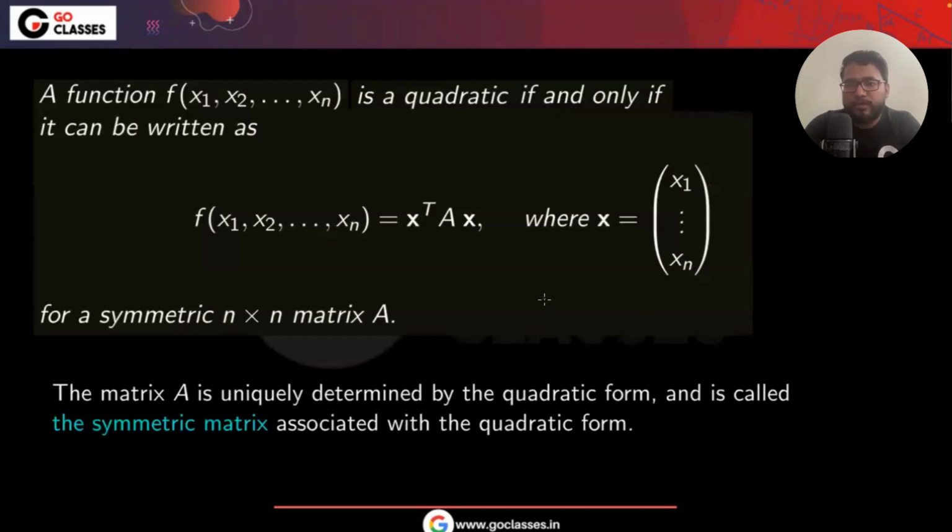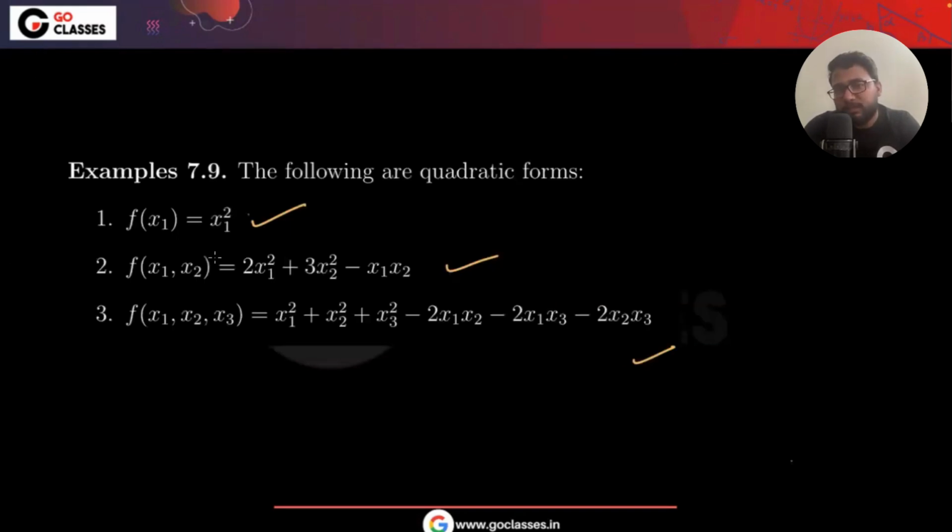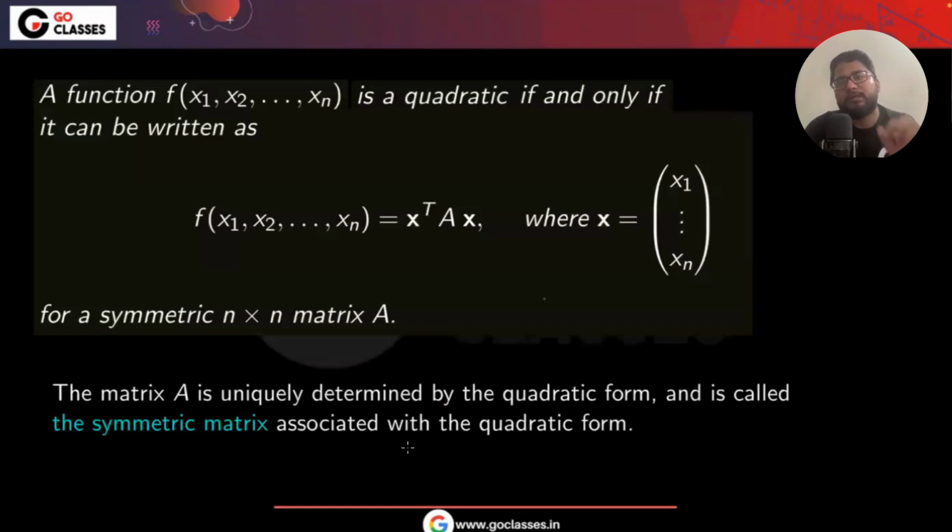So May is saying please repeat. No, this is just the quadratic forms. If it is in a square format, then I'm just saying it is a quadratic form. Okay, so don't worry, you will get to understand what I mean by that.